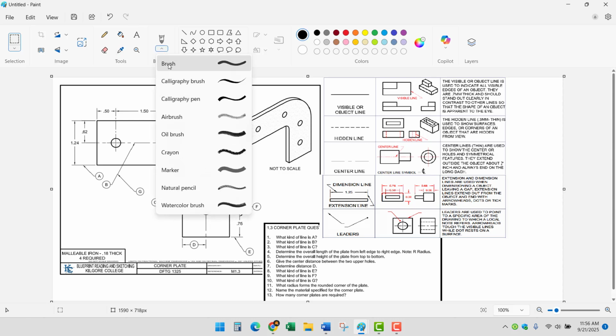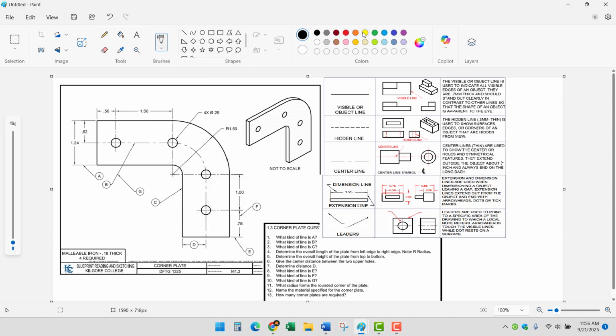I'm going to go ahead and maybe highlight some of these things so that we can be on the same page. Number 1 asks, what kind of line is A? Now, notice that A is pointing to this line right here. And so you are to look at the function and the sample for that line. That type of visible line makes up the edges of objects. This line over here obviously does not make up the edge, and so it is not a visible line. It's not a hidden line because it's not a dashed line. It's not a center line.